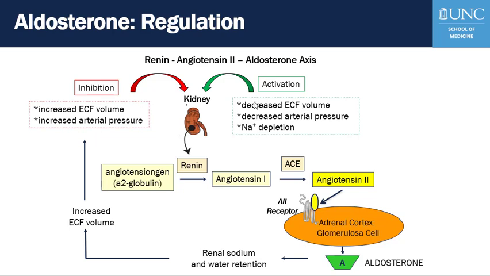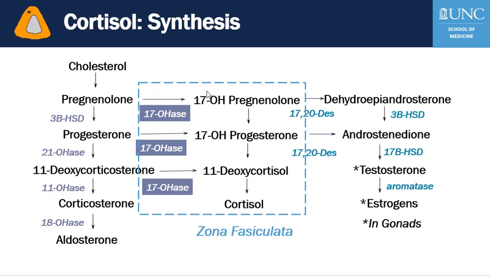However, when the body's in need of extra sodium and fluid, meaning conditions such as decreased extracellular fluid volume, decreased arterial pressure or blood pressure, and states of general sodium depletion, renin will be upregulated and ultimately cause increased aldosterone. So let's turn now to cortisol, which is synthesized in the fasciculata or middle layer of the adrenal cortex. And this is the zone that contains the necessary enzymes for converting cholesterol all the way to cortisol.